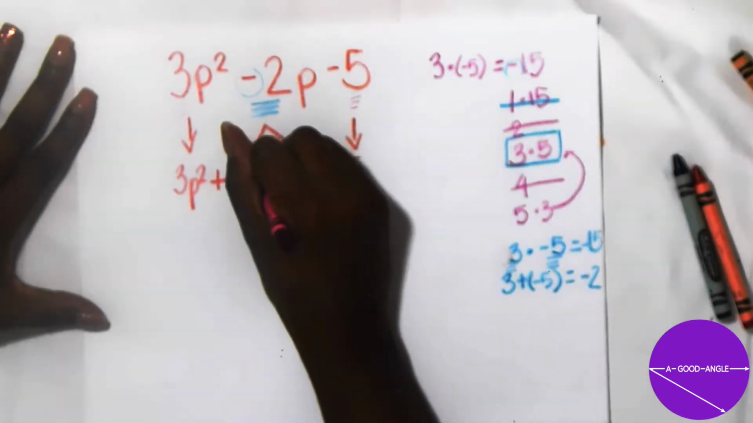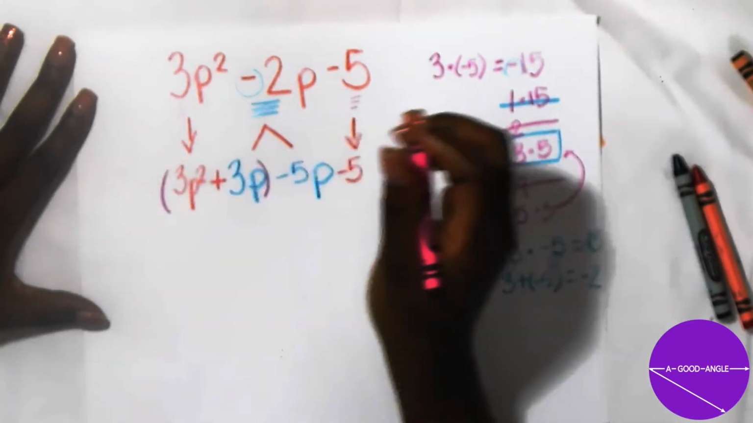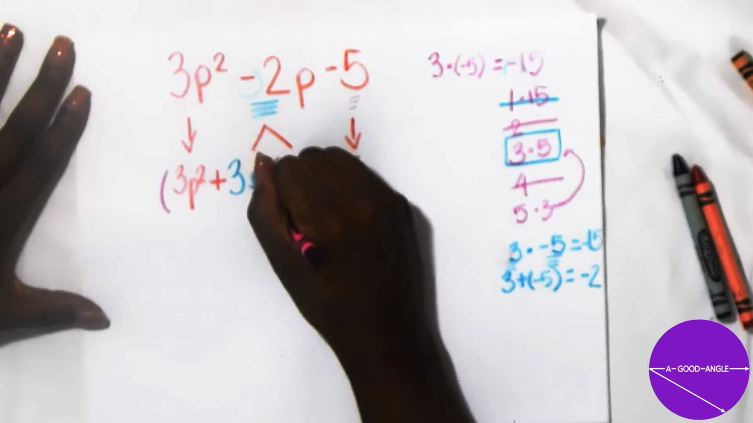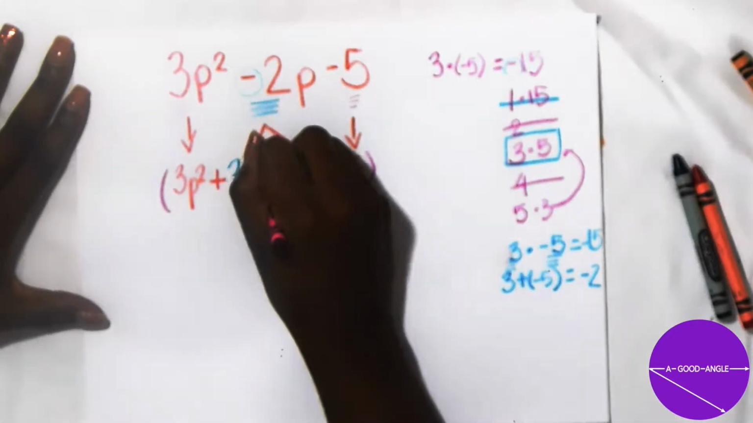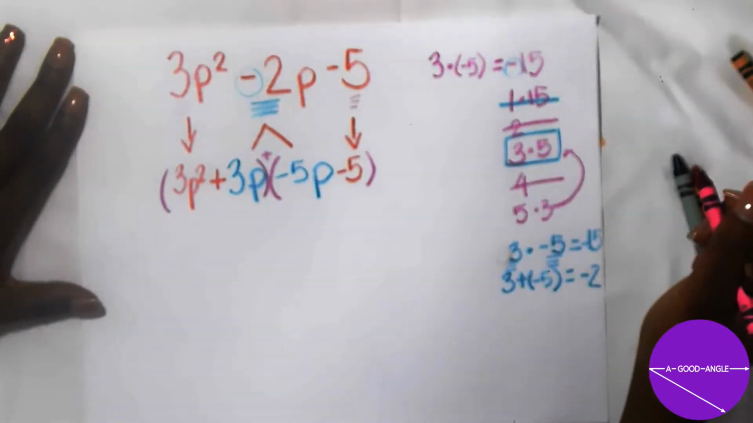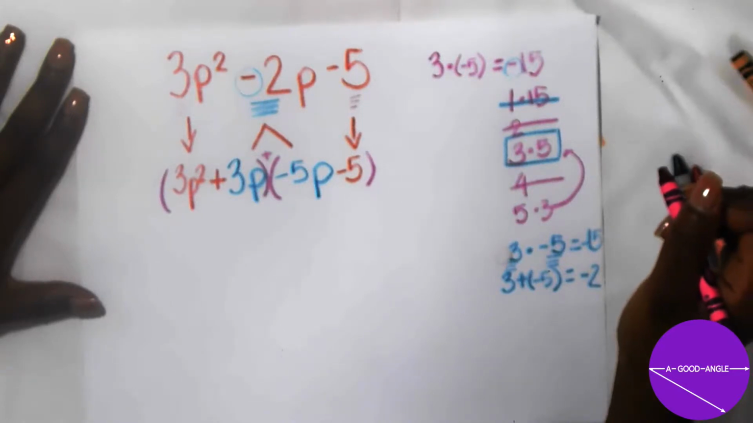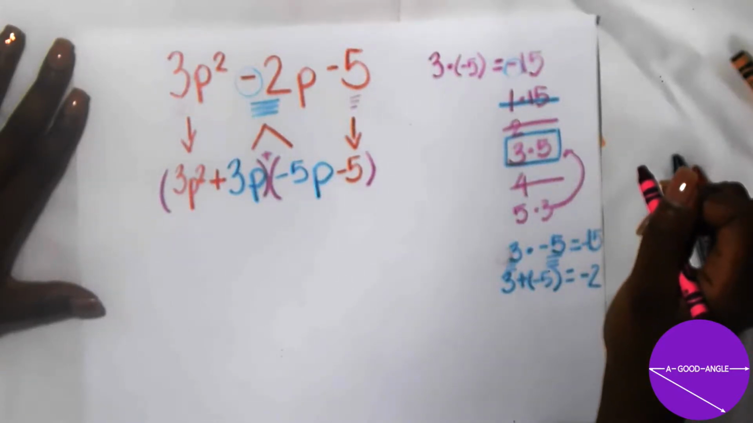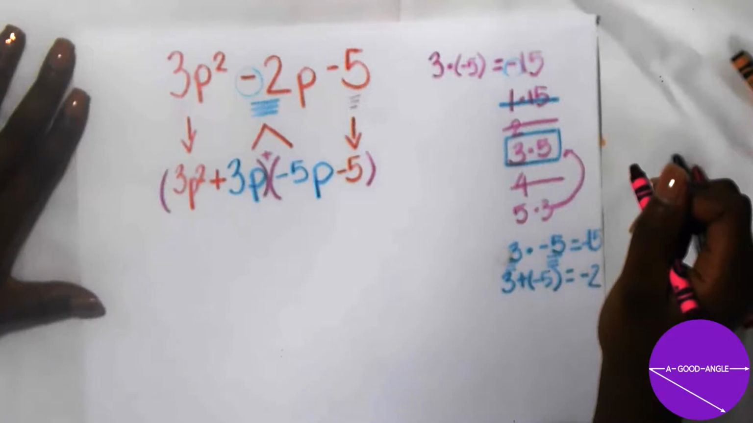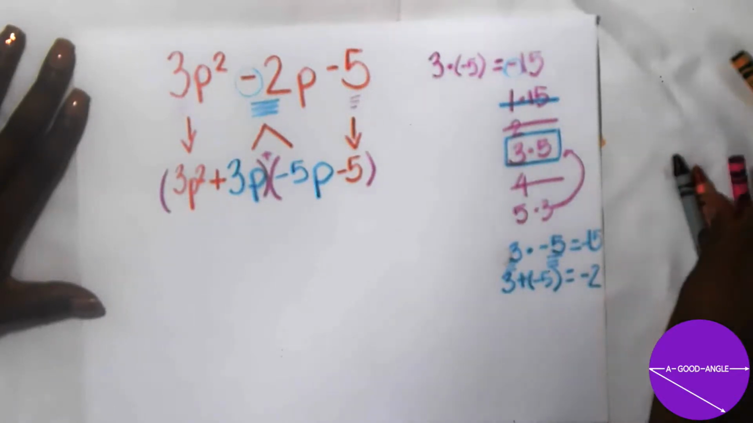And then we're going to group. So we're going to make sure we put the first 2 in parentheses, the second 2 in parentheses, and if there's a minus in front of that, where that 5p is, bring the minus inside of the parentheses with you, or else it's going to mess you up.